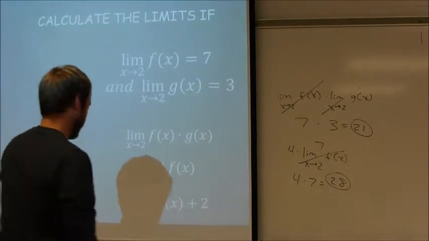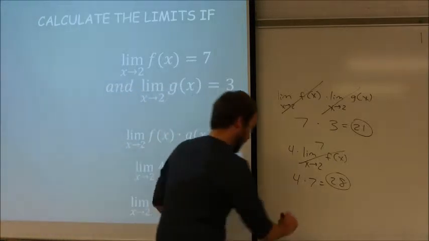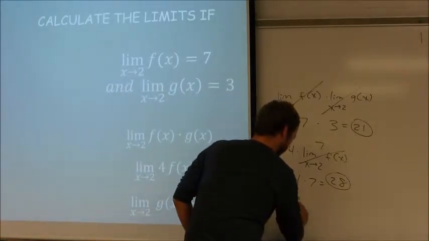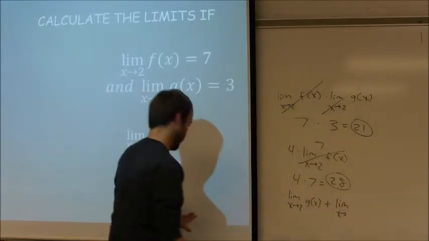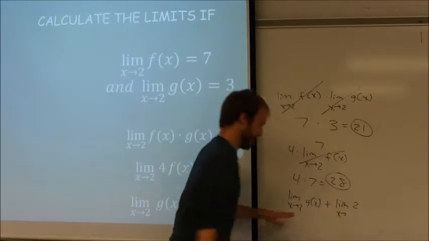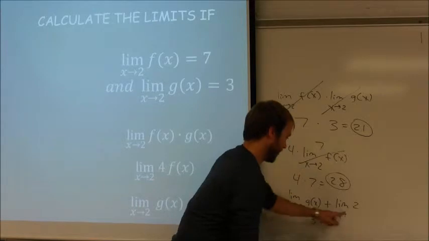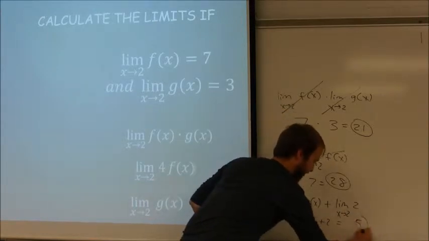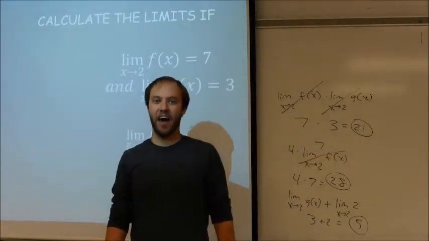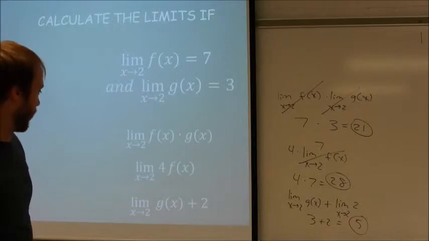Okay, last one here. Limit as x approaches 2 of g of x plus 2. So again, that's going to be the limit as x approaches 2 of function g plus the limit as x approaches 2 of 2. Notice that that's a constant, so I know that g's value is 3. I know that the limit as x approaches 2 of the constant is going to be 2, and that function limit ends up being 5. So keep those rules in mind. Very easy to work with.